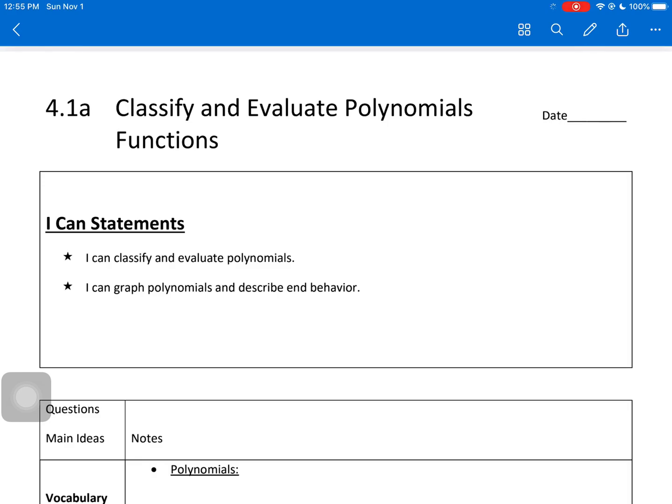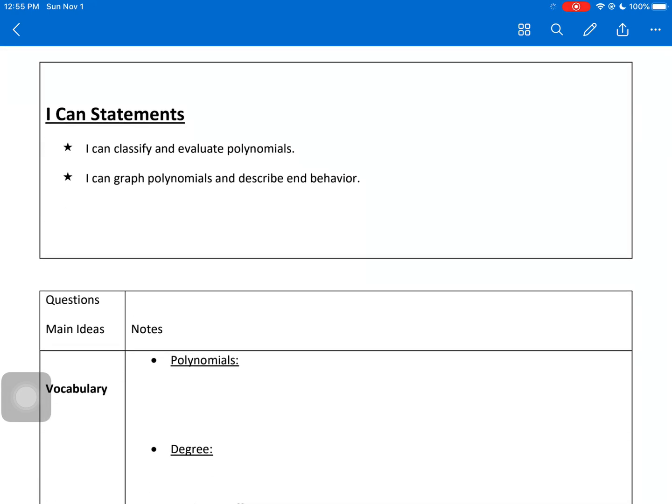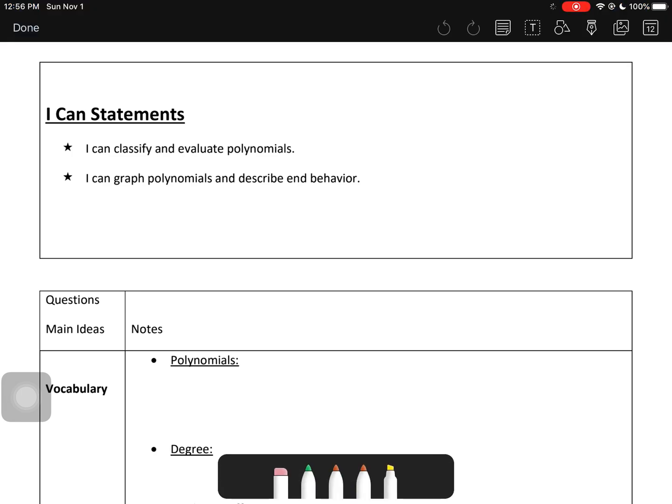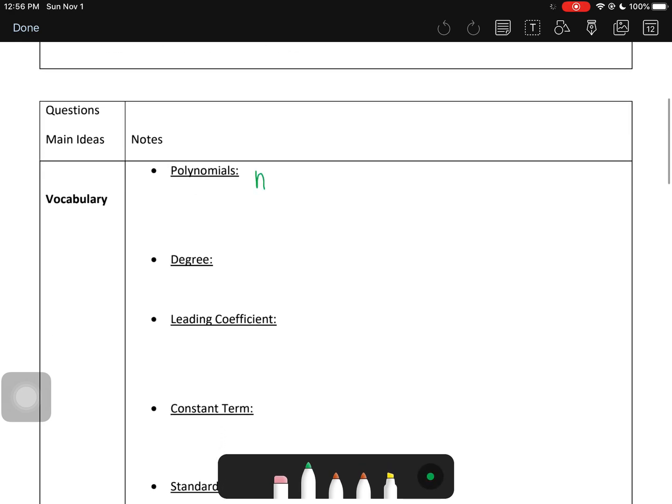In this lesson, we are going to classify and evaluate polynomials. The word polynomial means many terms. The degree of the polynomial is the largest exponent that is present.